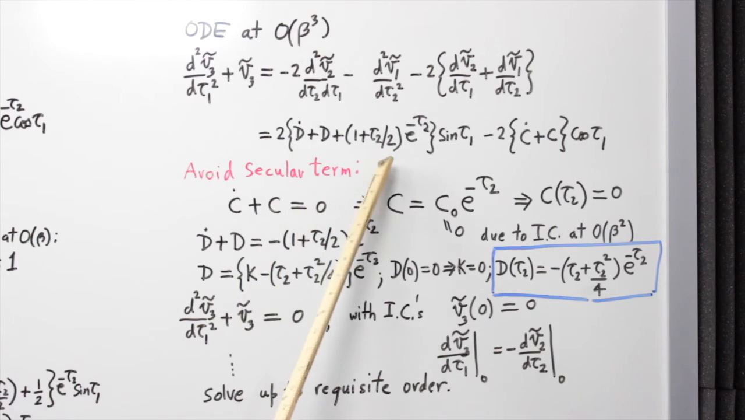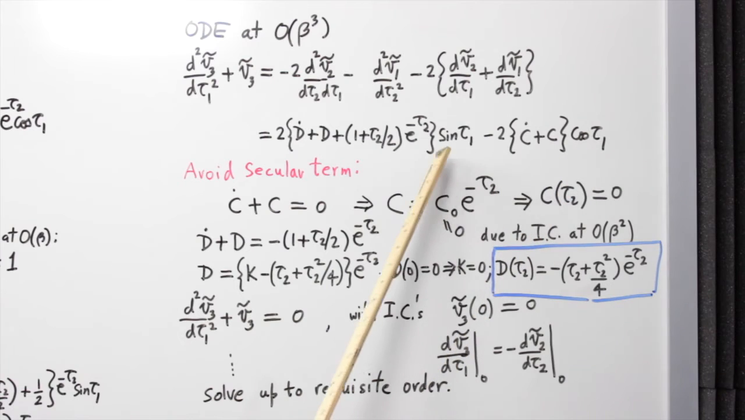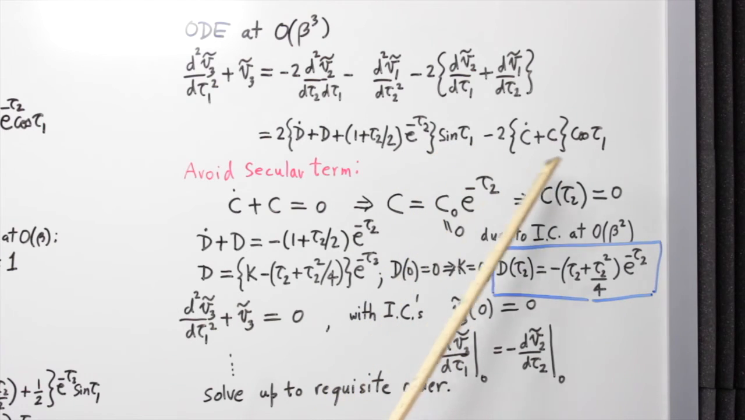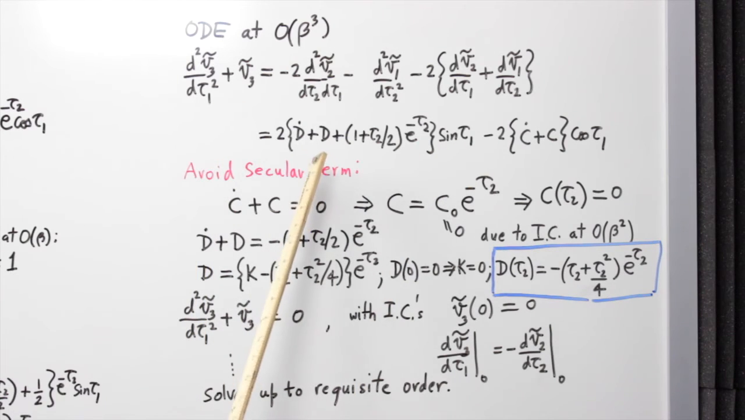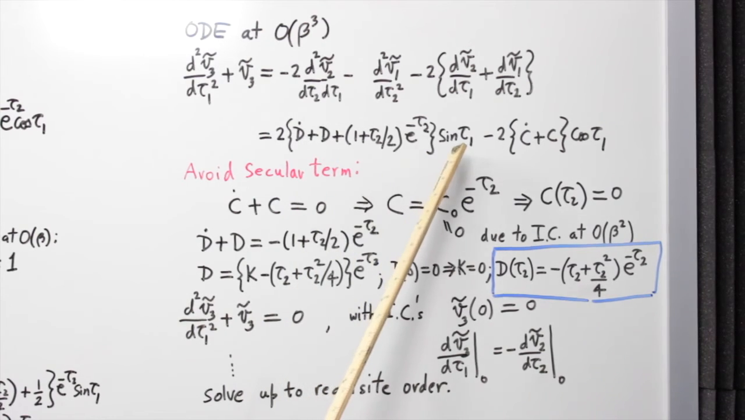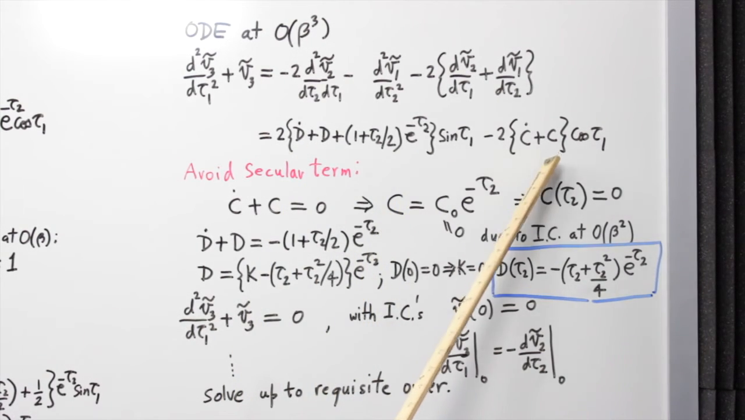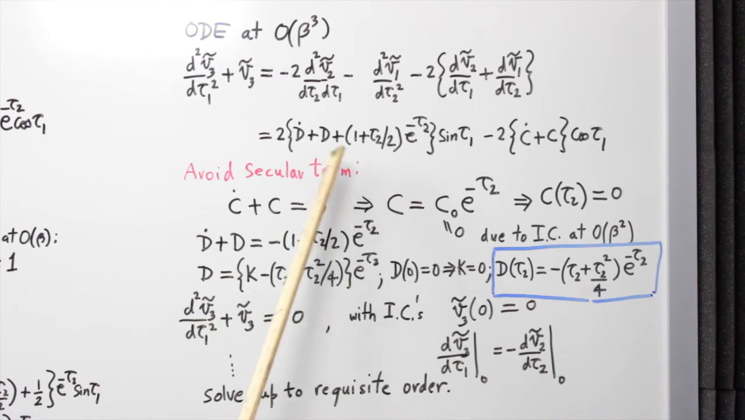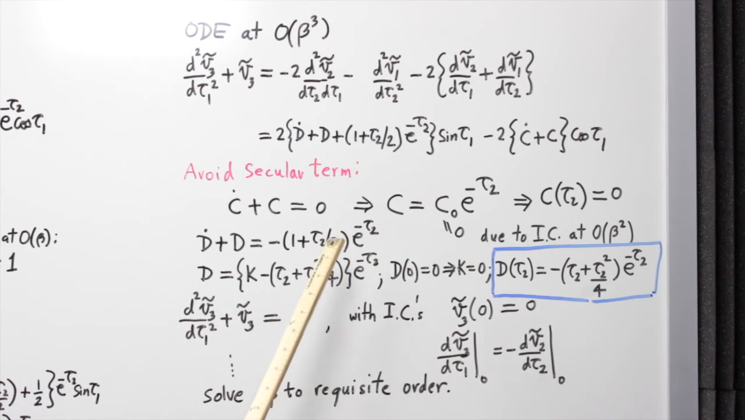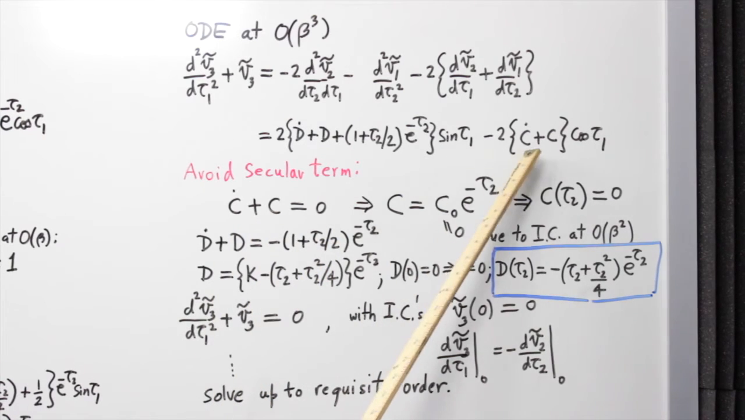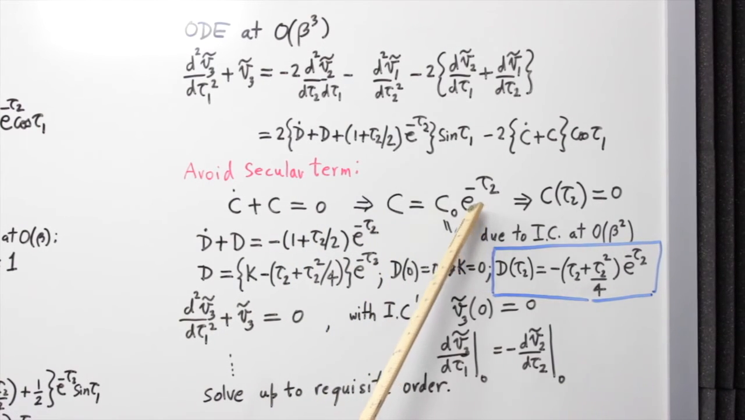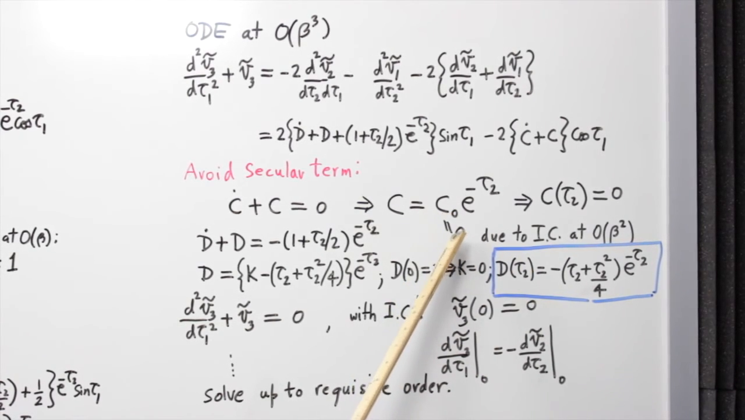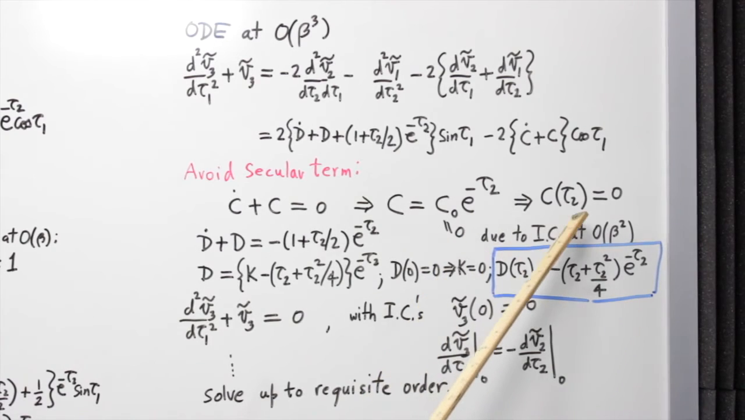We again have two secular terms involving sine of tau 1 and cosine of tau 1, which are both solutions to the homogeneous left-hand side operator. The coefficients multiplying these secular terms are shown here. In order to avoid these secular terms, we put the coefficients in these curly brackets equal to 0. The simpler of these, the second one involving C, when set equal to 0 gives us an exponential solution with a coefficient C sub 0, which, when we impose the initial condition that C at tau 2 equal to 0 is 0, gives us a trivial solution.